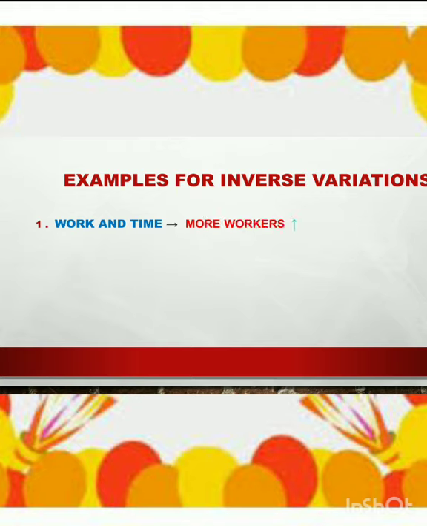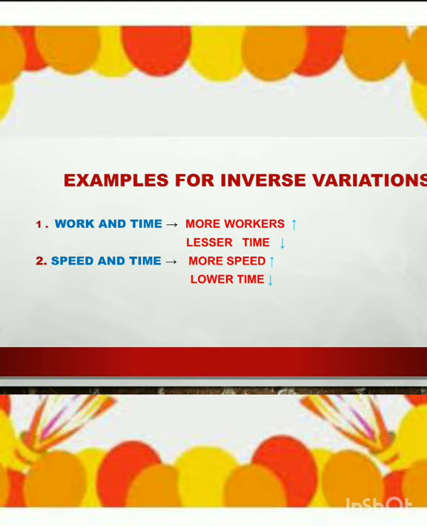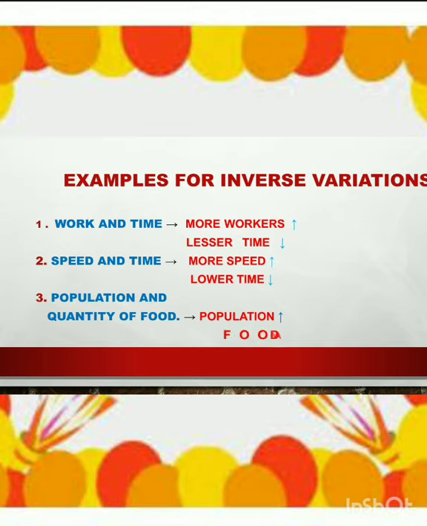Work and time are in inverse proportion because more the number of workers, lesser will be the time required to complete a job. Then speed and time are in inverse proportion because higher the speed, the lower is the time taken to cover a distance. Population and quantity of food are in inverse proportion because if the population increases, food availability decreases. From that we can conclude if two quantities vary inversely, their product is a constant. Therefore, xy is constant.